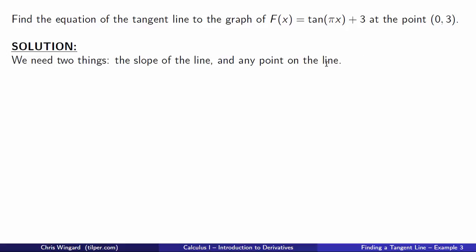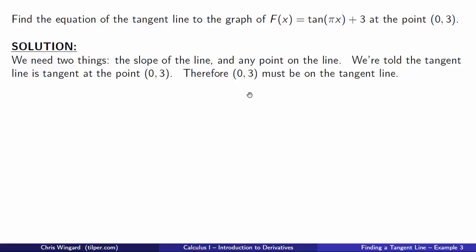So we need two things: the slope of the line and any point on the line. And again, that's not just true for tangent lines, that's true for lines in general. We're told that the tangent line is tangent at the point (0, 3). What that means is that the tangent line has to actually go through that point. In other words, (0, 3) must be a point on the tangent line. So we have one of the two things we need. Now we just need the slope.